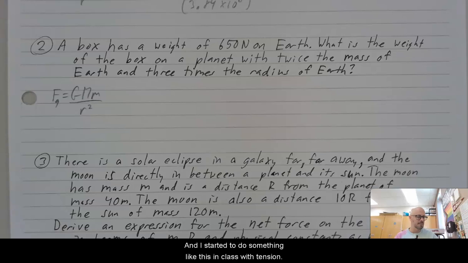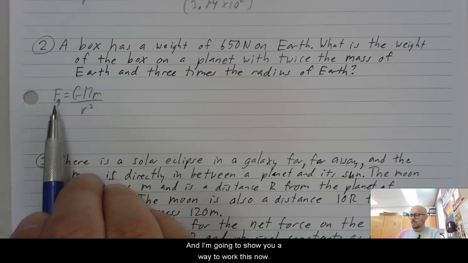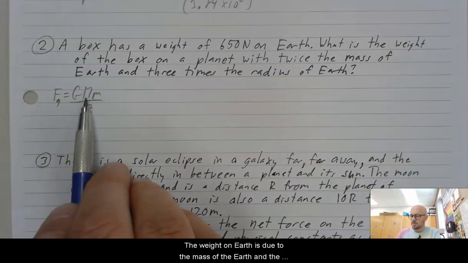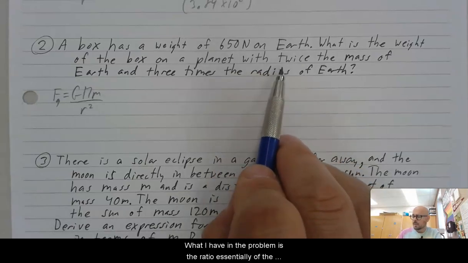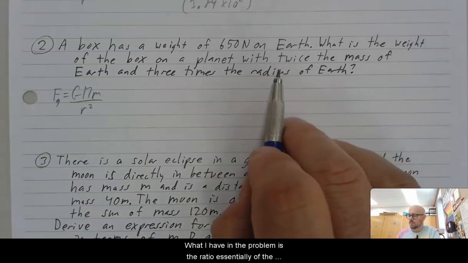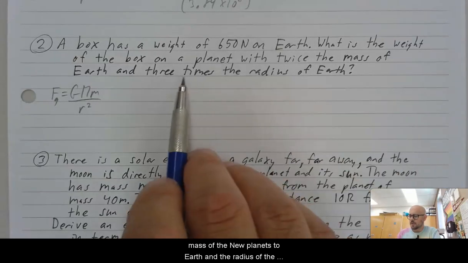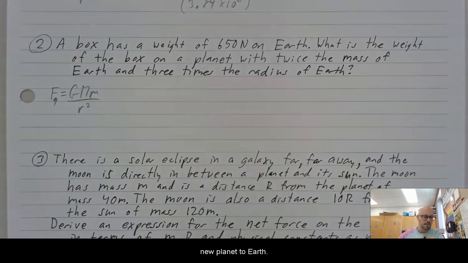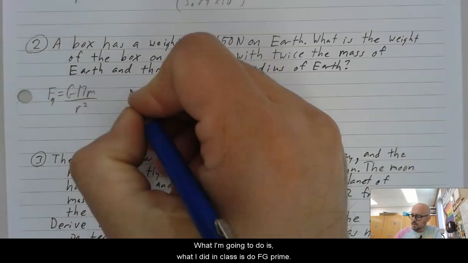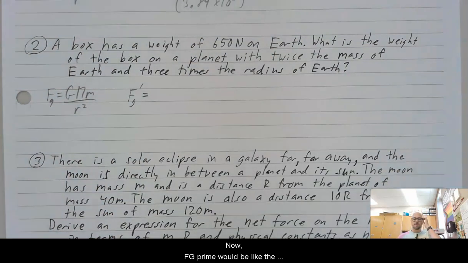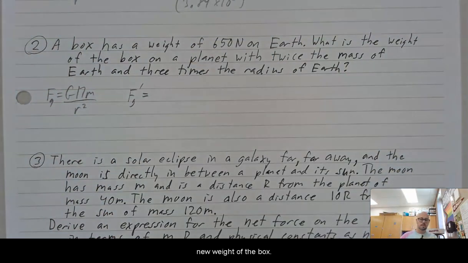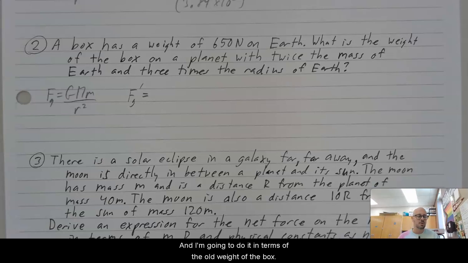And I started to do something like this in class with tension, and I'm going to show you a way to work this. Now, the weight on Earth is due to the mass of the Earth and the radius of the Earth. What I have in the problem is the ratio, essentially, of the mass of the new planet to Earth and the radius of the new planet to Earth. What I'm going to do is what I did in class, do Fg prime. Now, Fg prime would be like the new weight of the box. And I'm going to do it in terms of the old weight of the box.